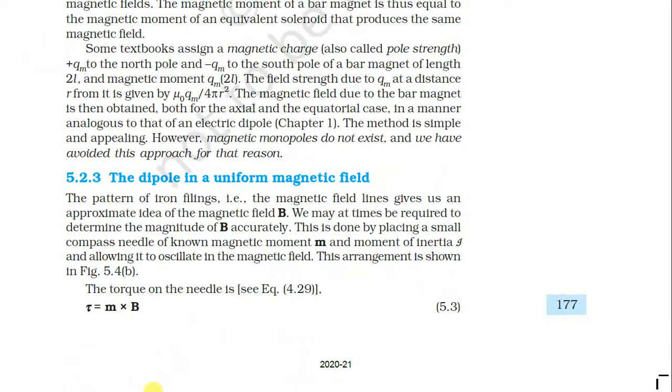Now see here the dipole in a uniform magnetic field. The pattern of iron filings along the magnetic field lines gives us an approximate idea of the magnetic field B. We may at times be required to determine the magnitude of B accurately. This is done by placing a small compass needle of known magnetic moment M and moment of inertia I, and allowing it to oscillate in the magnetic field.